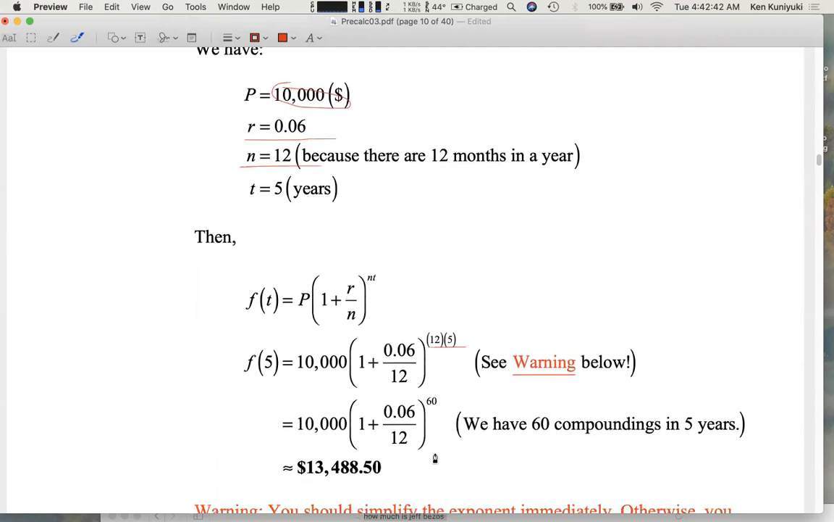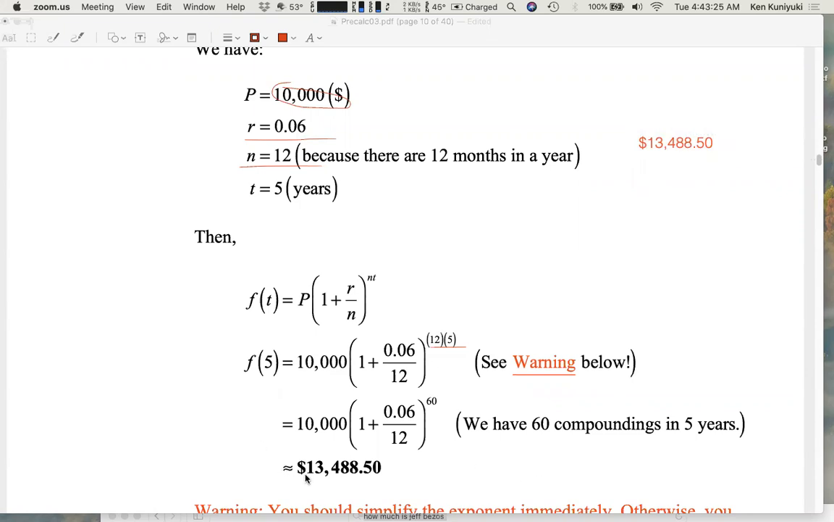Okay, work it through. About $13,488.50. In fact, I'm going to do this. And this is going to stay on the screen. 13,000. Whoops. 400. Well, you know what? Let's type it. $13,488.50. And we're going to compare that with another scheme later on.